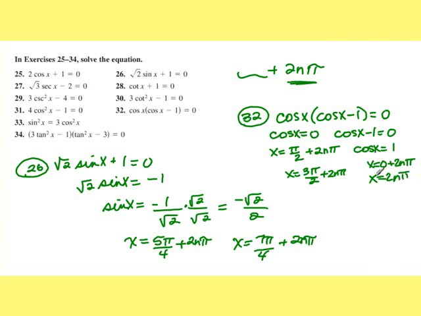Now let's look at some of these other problems that I kind of skipped. 3 cosecant squared x minus 4 equals 0. How would you solve that equation?